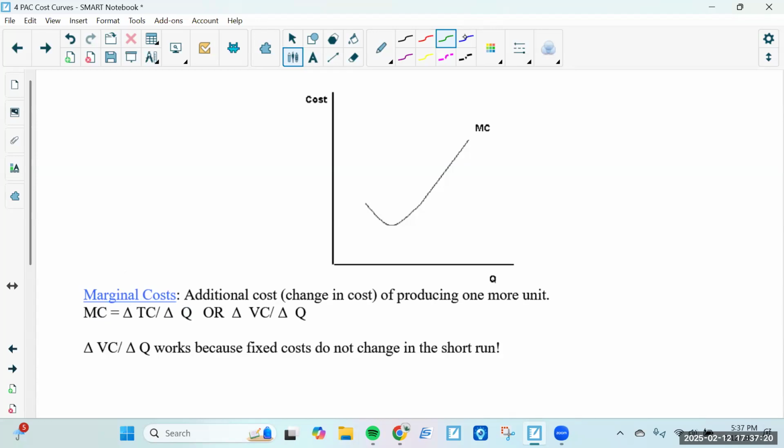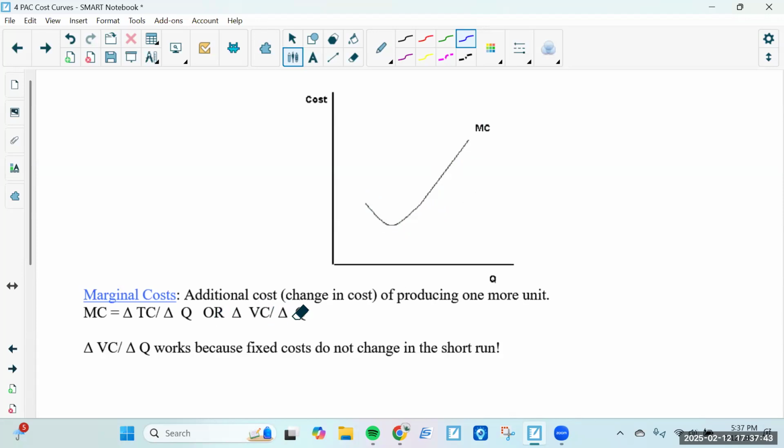And what we find is that the additional costs initially go down, but because of the law of diminishing marginal returns, they eventually start to rise. Your additional costs start to rise. Now, diminishing marginal returns actually doesn't start right here at the minimum. It actually starts somewhere else. You don't really need to know that, but everyone always thinks that it starts at the minimum. It doesn't.